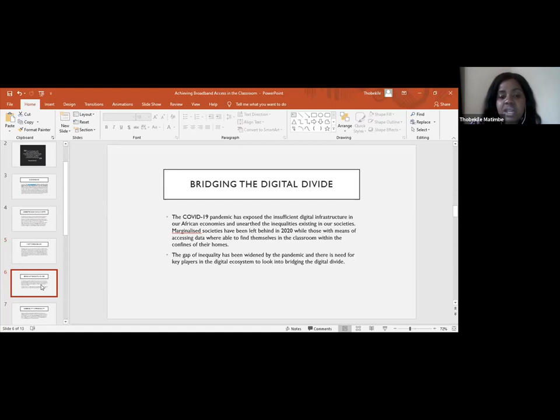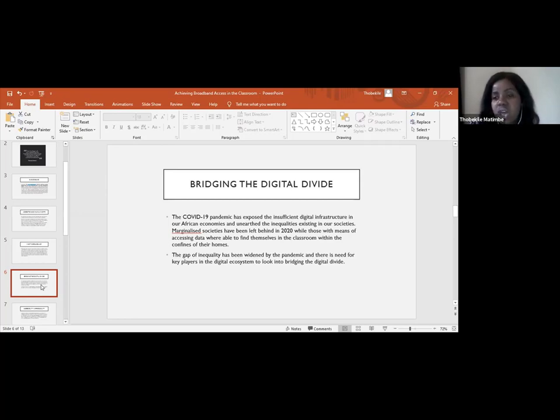The COVID-19 pandemic itself has exposed the insufficient digital infrastructure in our African economies and unearthed the inequalities existing within our societies. So you find that, as I've already highlighted, you've got marginalized societies that have been left behind in 2020, never mind other years before, while those with the means of accessing data were able to find themselves in the classroom within the confines of their homes.